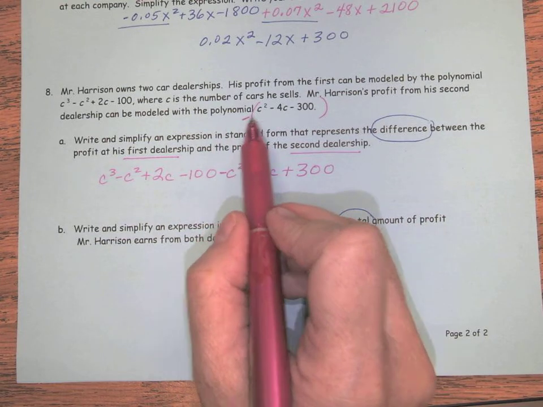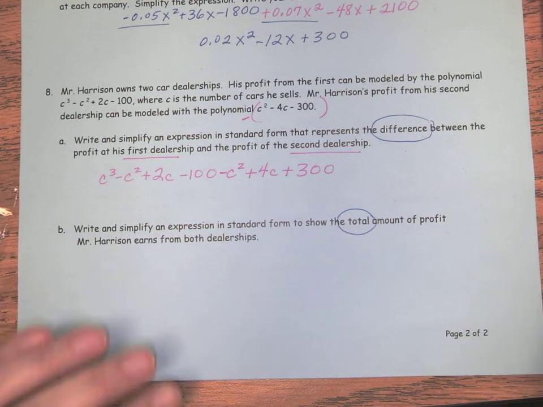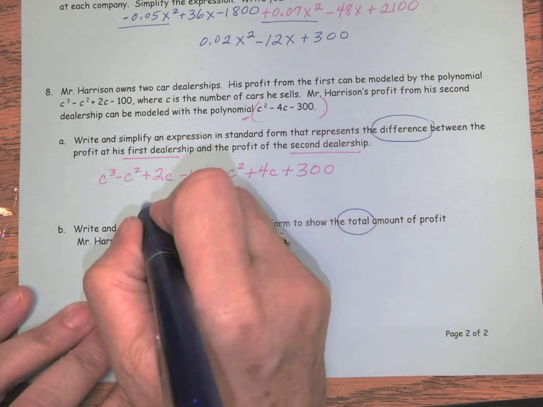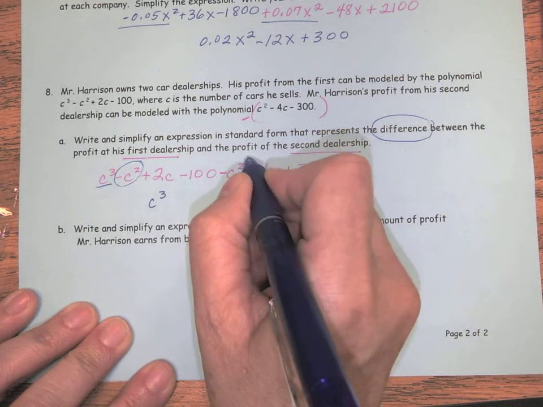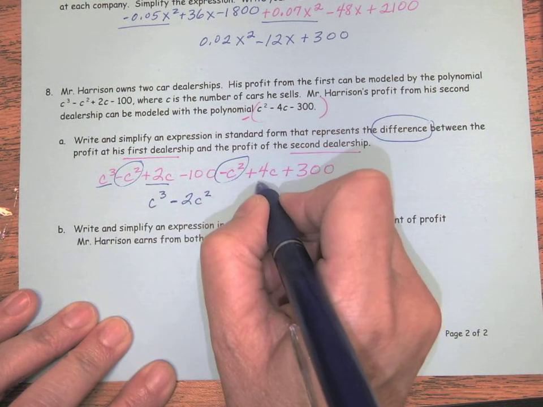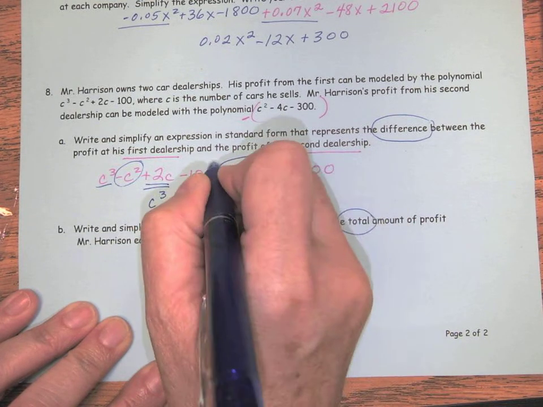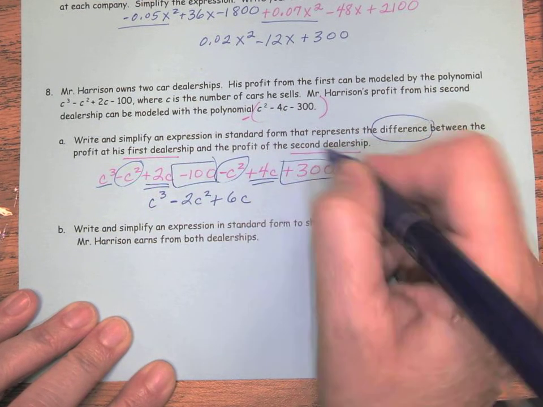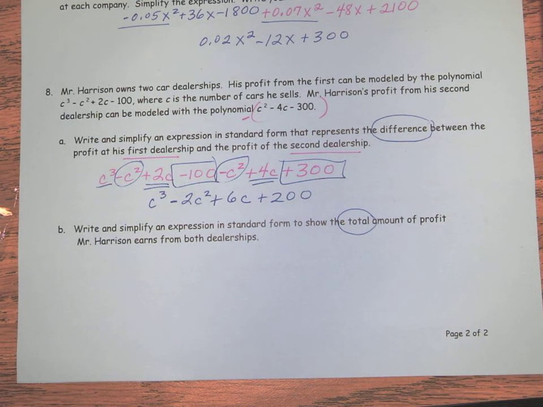All I did there was distribute the negative 1 so that I could just go ahead and combine without having to remember that I'm minusing every one of them. This is the only c third. I've got 2 negative c squareds. I've got a 2c and a 4c. And then I have a negative 100 and a plus 300. There's his difference between the two.